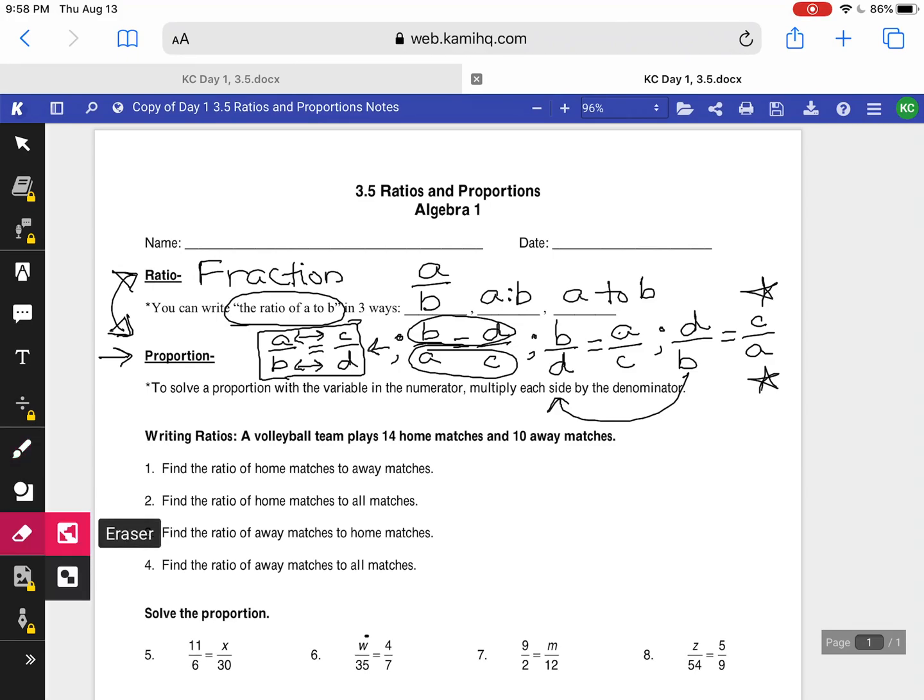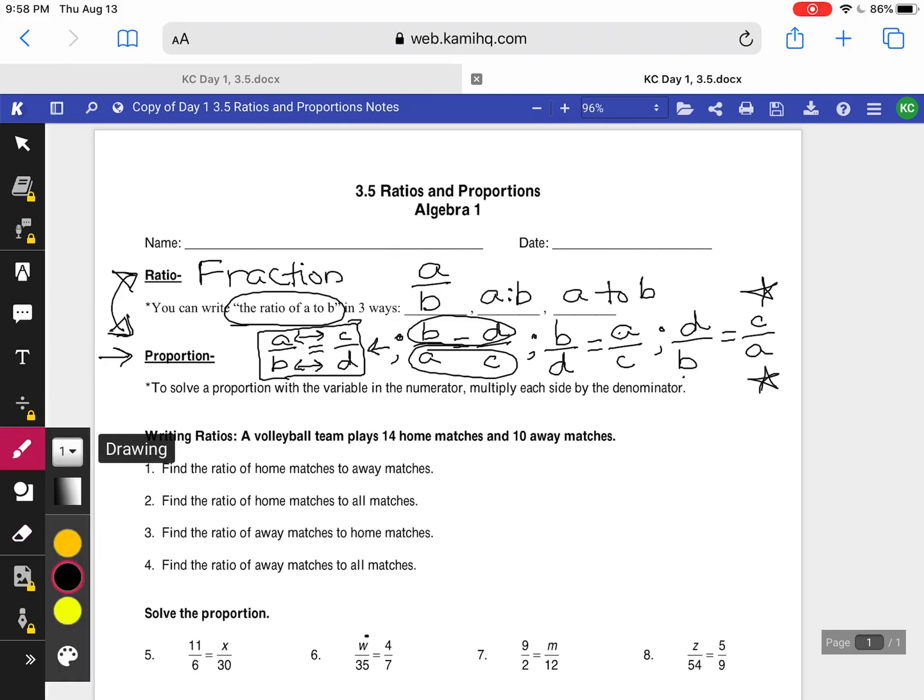So the next thing you're going to see here in our notes is this idea that when we are solving for proportions, sometimes we might see something where we have x is to 3 as 6 is to 9. In this case, as we read through this, to solve a proportion with the variable in the numerator, okay, so there's our x, variable in the numerator, multiply each side by the denominator.